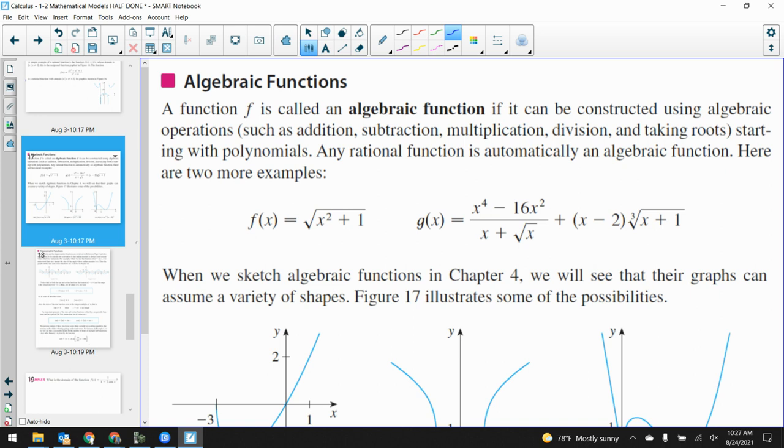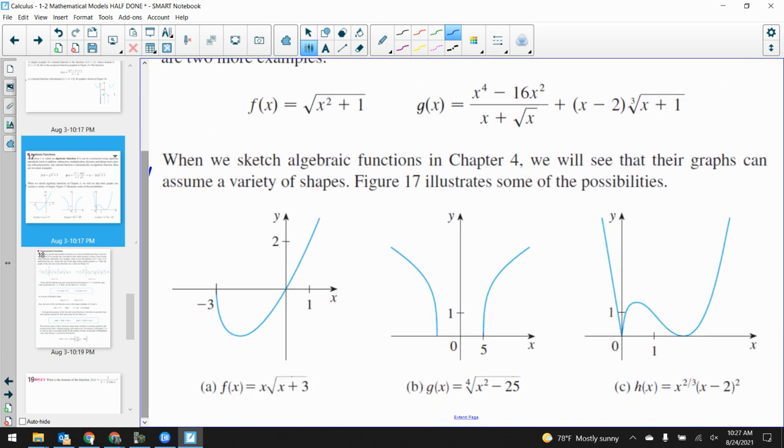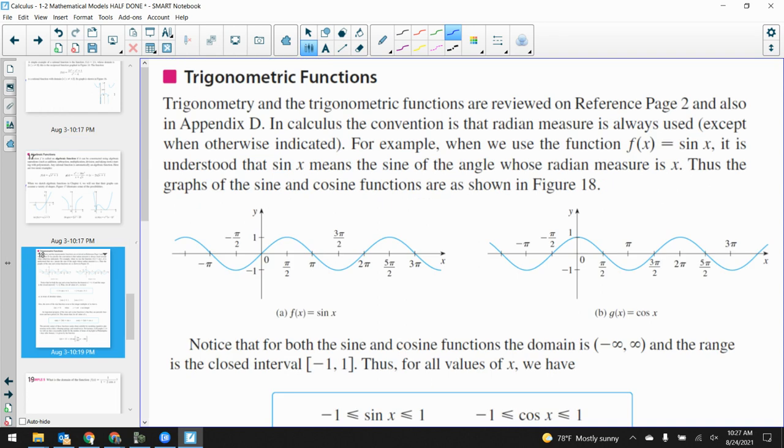Okay. When we sketch these in chapter 4, we will see that their graphs can assume a variety of different shapes. We'll learn how to graph all of these different things. Okay, they look really funky. We're going to have some really funky looking graphs later on in the year.